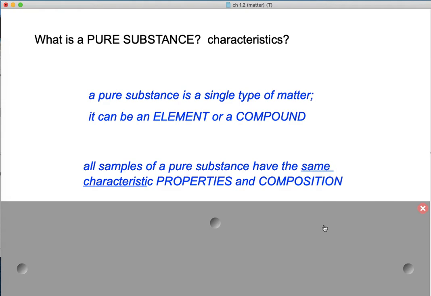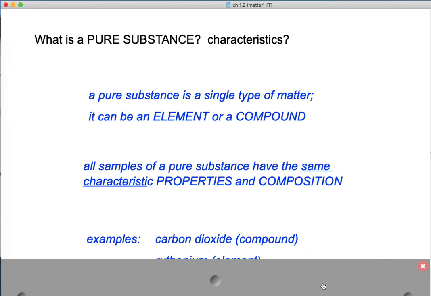So for example, if I have water, water is a compound that is a pure substance because it's only a single type of matter. It doesn't matter whether that water came from the polar ice caps of Mars or the bottom of the Indian Ocean. If it is pure water, both samples will have the exact same properties, boiling point, melting point, etc., and the exact same composition. That's what makes it a pure substance.